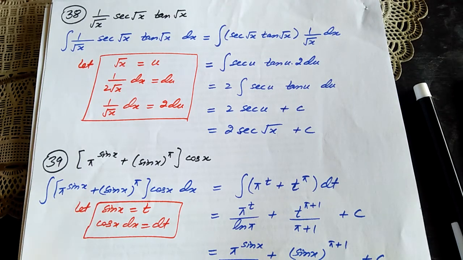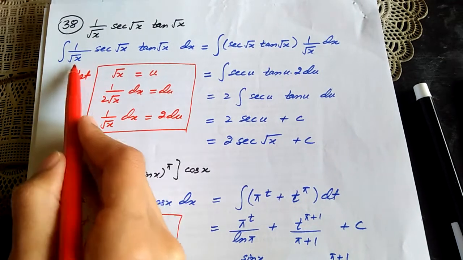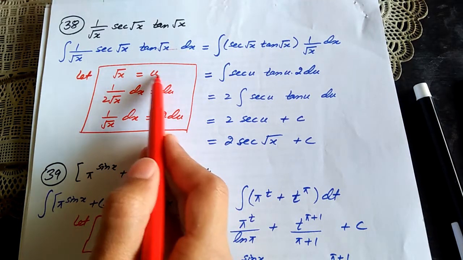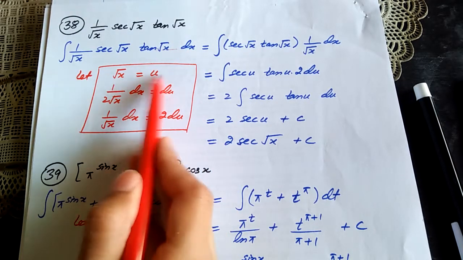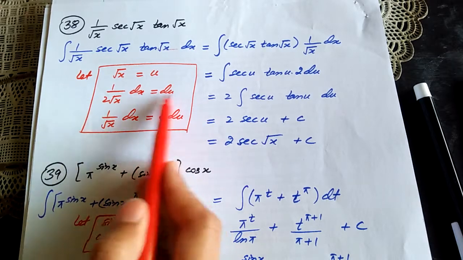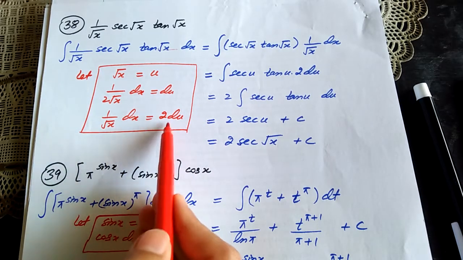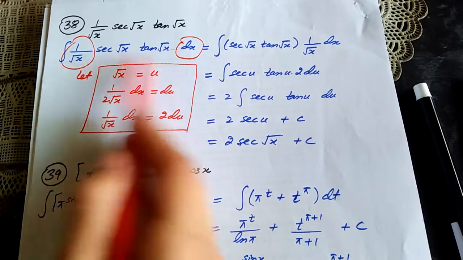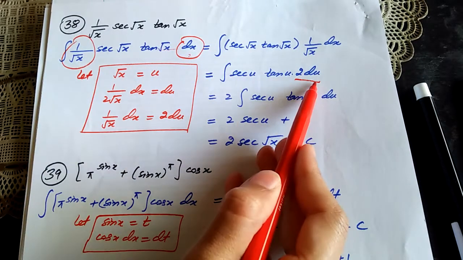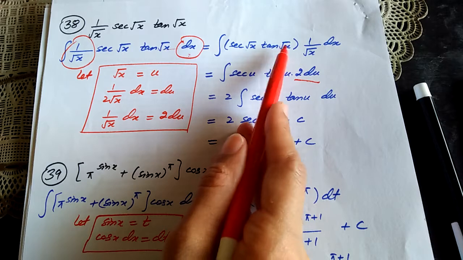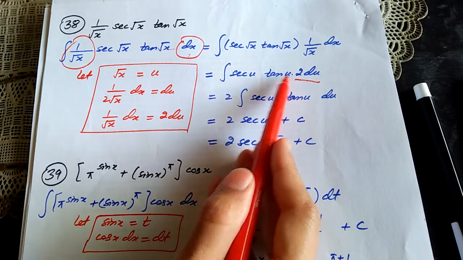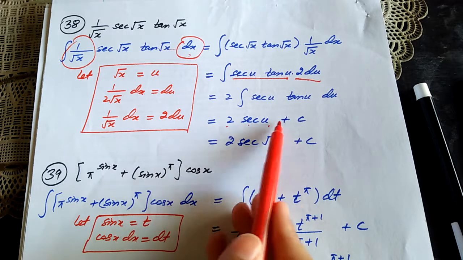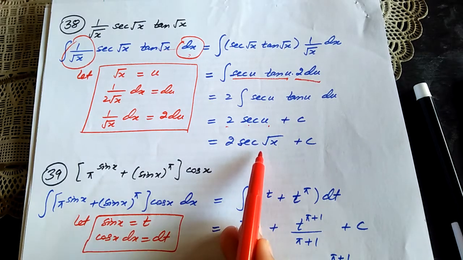Question number 38. Integrate 1 over under root x secant under root x tangent under root x dx. Let under root x equal u. Take the derivative on both sides. We will get this thing. Now 1 over under root x dx is equal to 2 du, so 1 over under root x dx will be replaced with 2 du. Secant under root x tangent under root x will be secant u tangent u. We know that its integration is secant of u. So we got 2 secant of u plus c, and u is equal to under root of x.